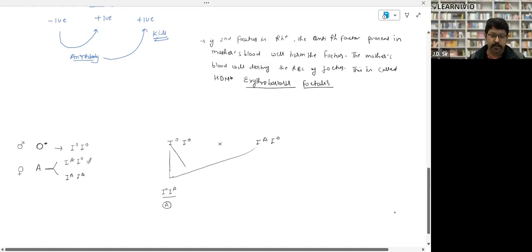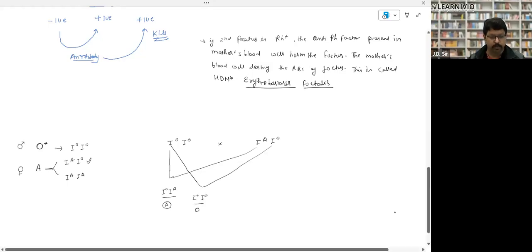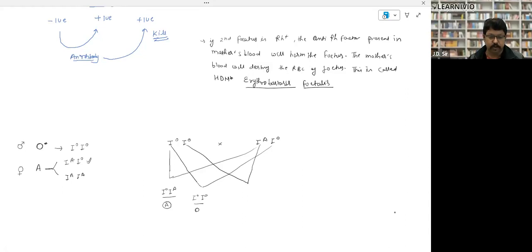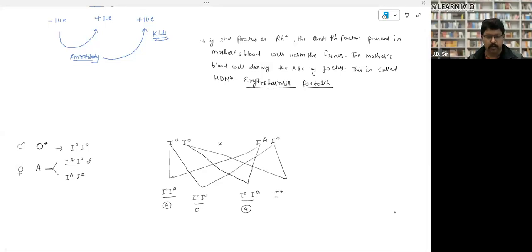Now we will pick this one and cross it with this one. When we multiply, what should be the blood group? IO, IO. O blood group. Very good. Now we will take this one and multiply it with this one first. So what is the combination? IO, IA. What should be the blood group? A blood group. Very good. Now let's multiply this with this one. That is IO and IO. What's your blood group?